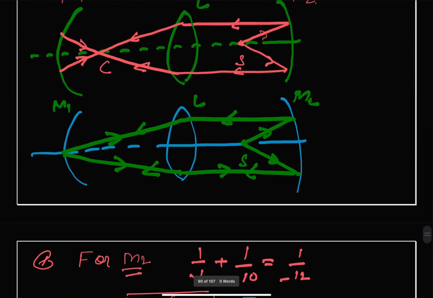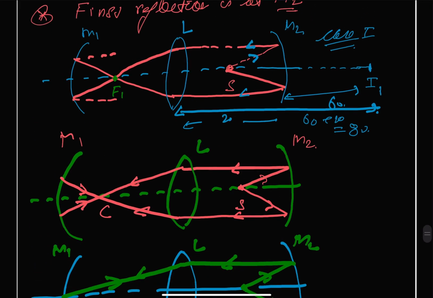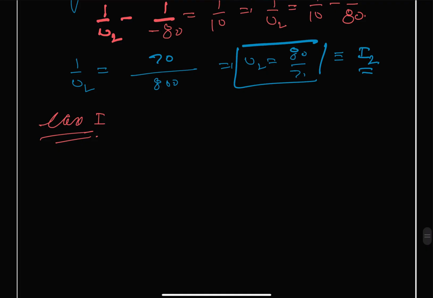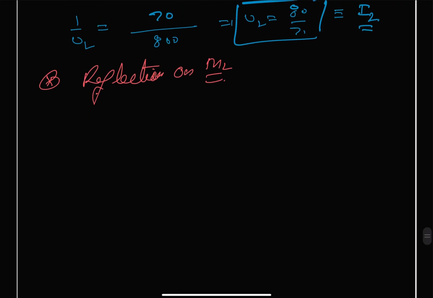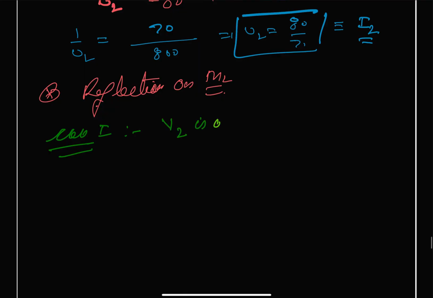And in case 1 the image is at this F1. So we can say that V2 is at the center. So case 1 is our, we can say, reflection on M2. So from here we can write our case 1, and we know that V2 is at the center.